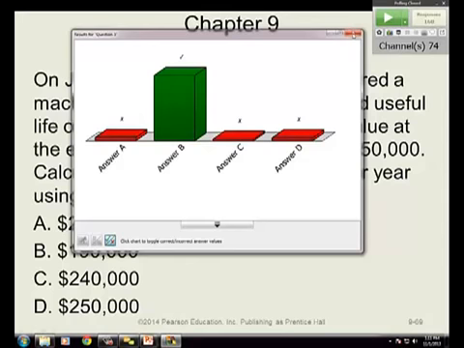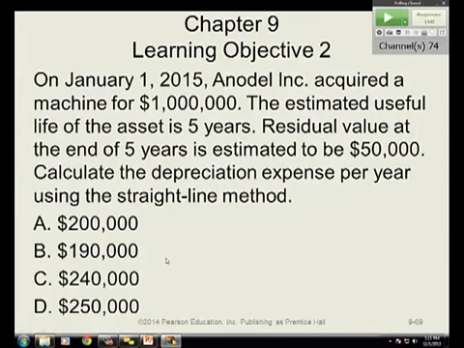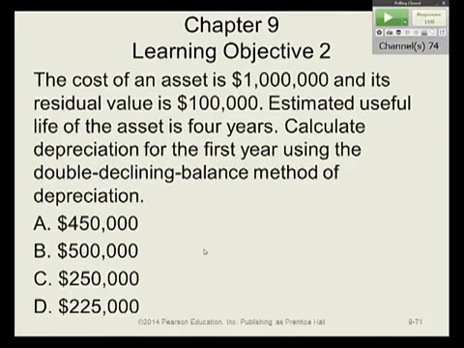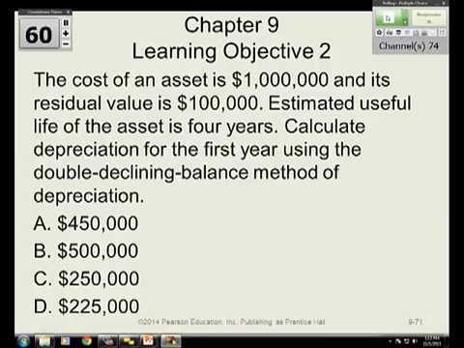All right, let's do at least one more. I want to go to declining balance depreciation. That's the last question. So in this one, the asset cost $1 million with $100,000 residual. Life is 4 years. I want the depreciation in the first year using double declining balance.